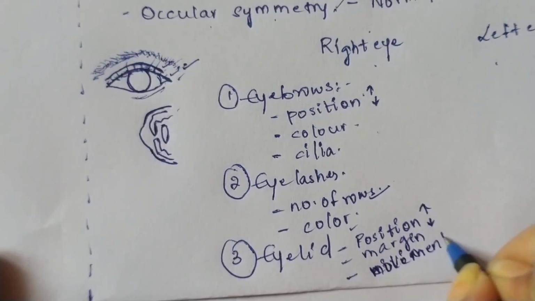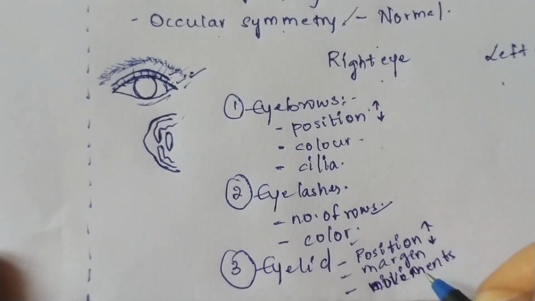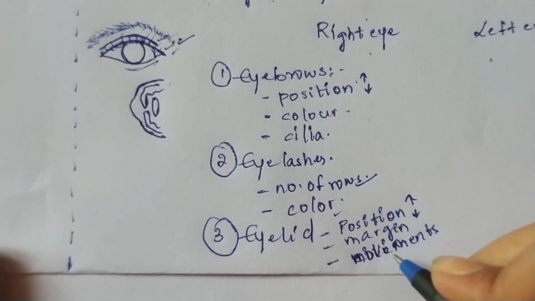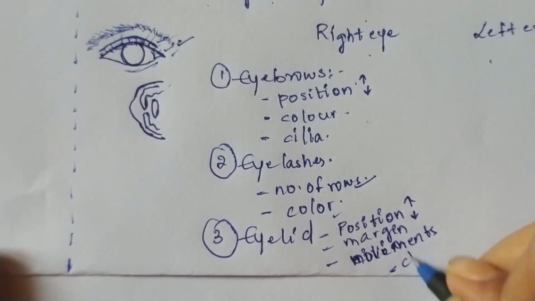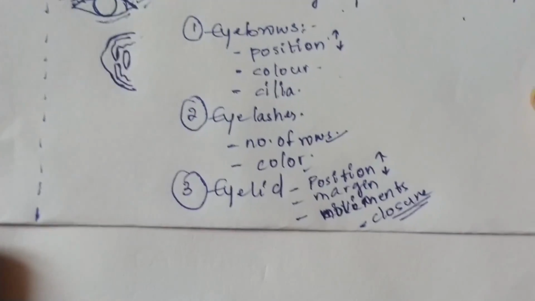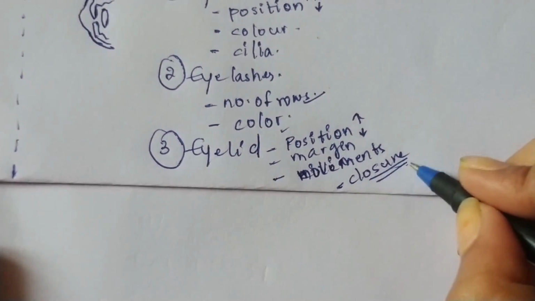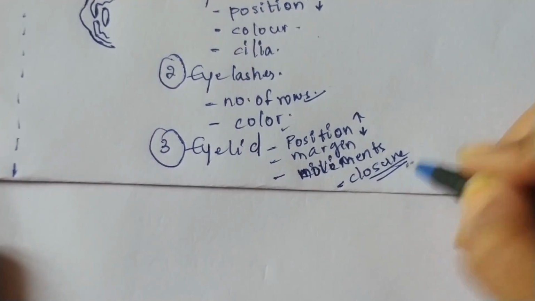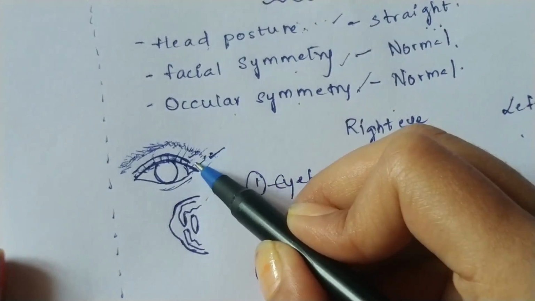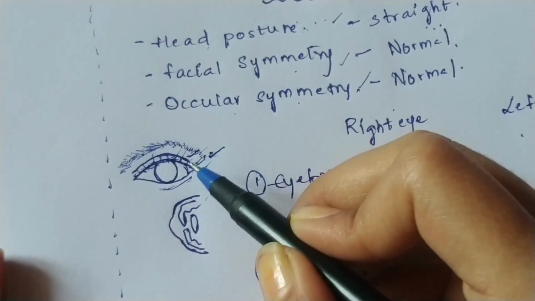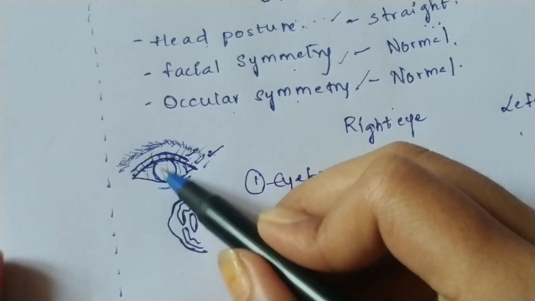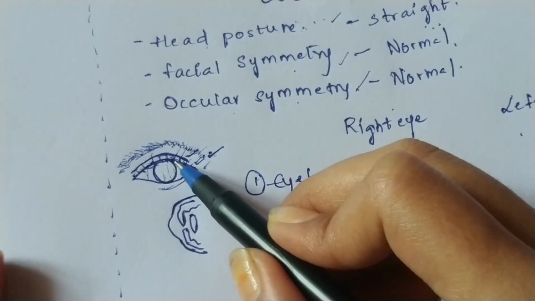You have to observe movements. You have to observe the movements of eyelids, whether they can move, whether they can completely open eyelids or not. We have to know the closure. This will help us know about the facial nerve. Health of the facial nerve will be known by this. Now we completed eyebrows, eyelashes, eyelids. Then this thing, what is this? Whole of this? This is called palpebral aperture.